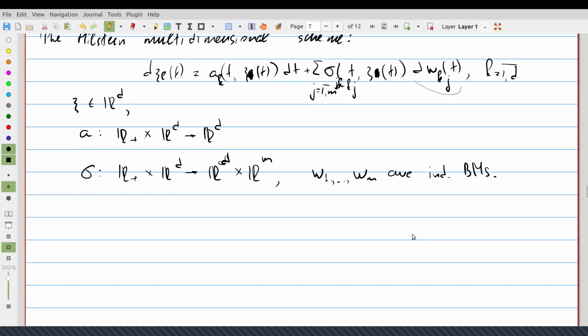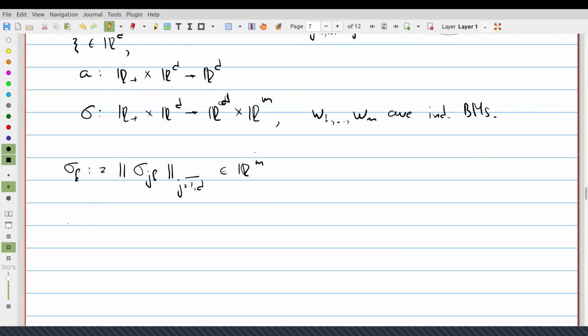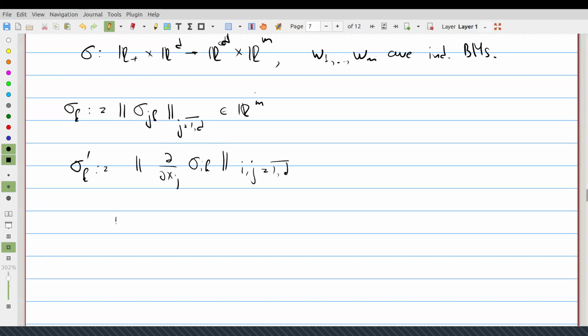And now, if I am not wrong, let's set sigma_k, sigma_jk for j from 1 to d. It's a vector in R^d, and sigma prime_k, which is typical notation, is the Jacobian of this expression, J sigma_k. Okay. And the Milstein scheme then can be written down as follows.